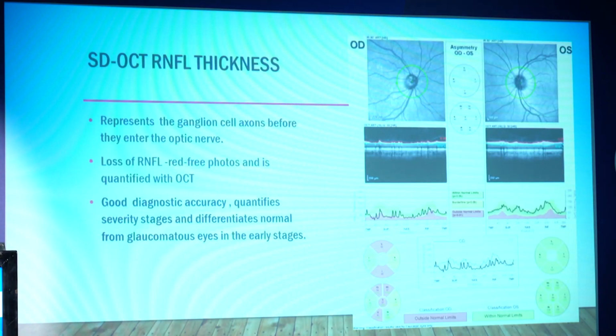So the SD-OCT RNFL thickness, we can see the Spectralis image. It represents the ganglion cell axons which enter the disc. The loss of RNFL can be seen in the red-free photos, but it is quantified with OCT. It has good diagnostic accuracy. It quantifies the severity stages and differentiates normal from glaucoma in early stages.